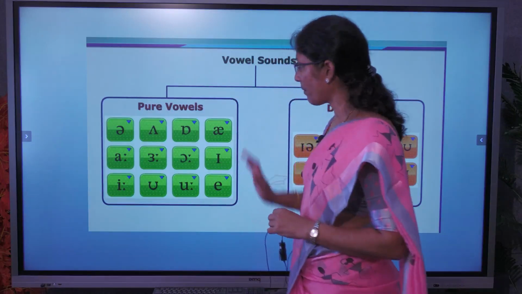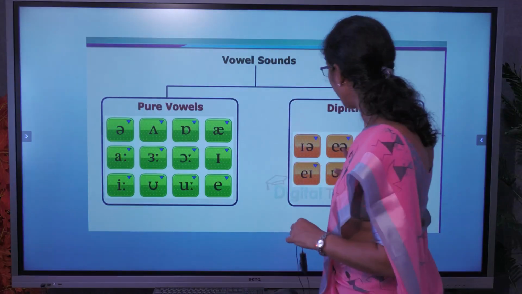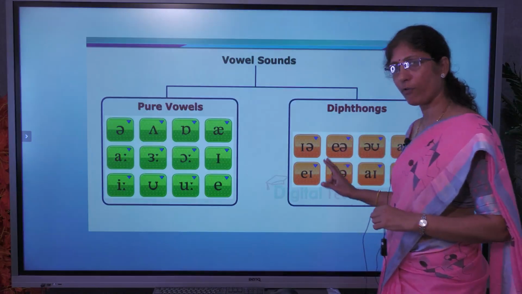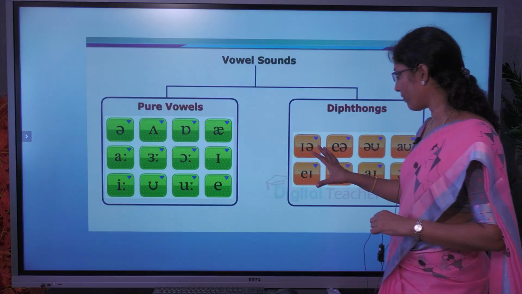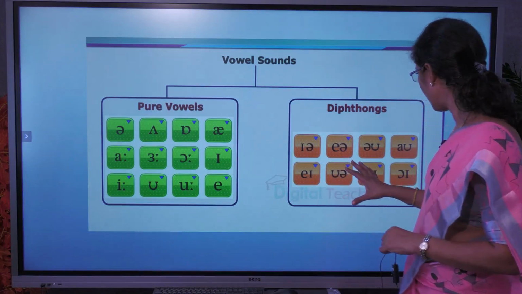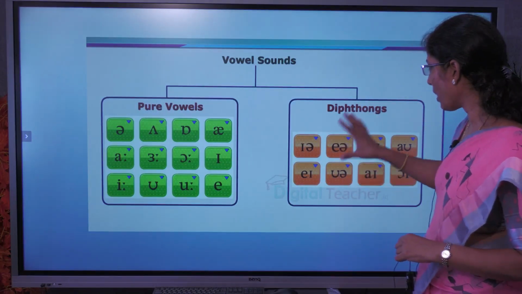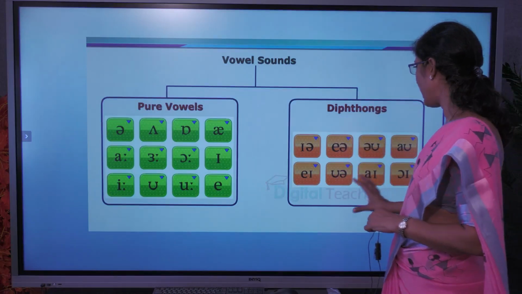This is about pure vowels. So, diphthongs are a combination of two short vowels. Here 5 out of 7 short vowels are combined and made 8 sounds.